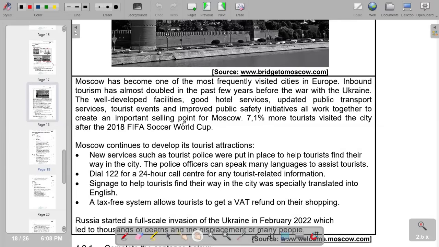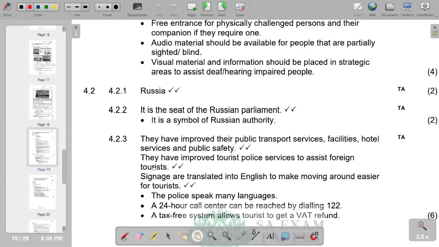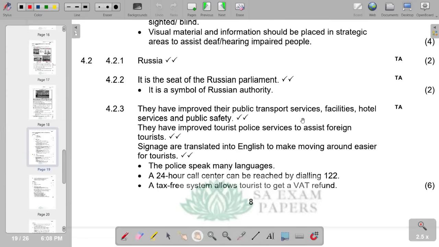Then we go to 4.2.3. The city has spent large amounts of money to become a destination that tourists would like to visit. Discuss 3 ways in which the image of the city has improved to attract more tourists. So on 4.2.3, they've improved their public transport services, facilities, hotel services, and public safety. So that's the first point.